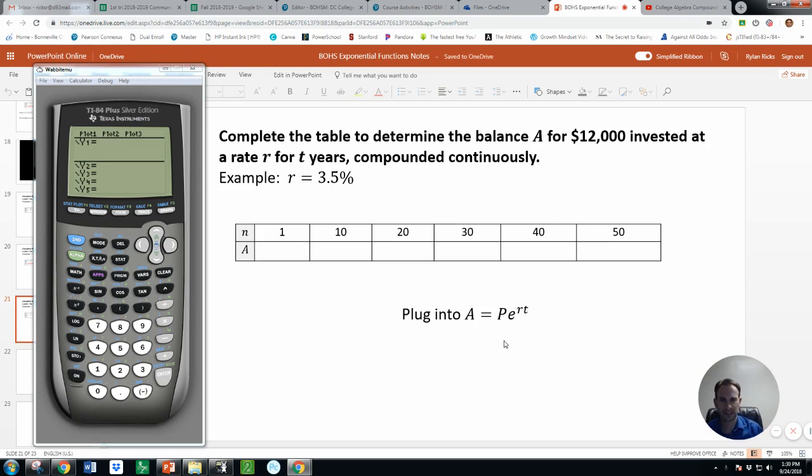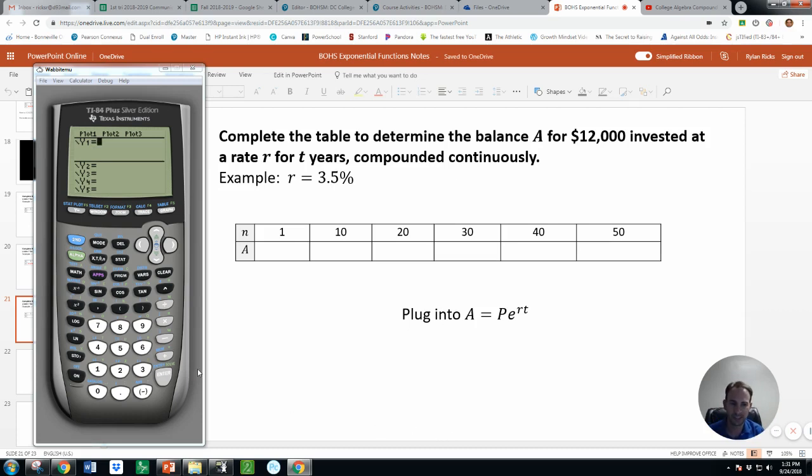So let's look at this example. We've got $12,000 we're investing at 3.5% interest. We want to know how much that investment is worth after 1 year, 10 years, 20 years, 30, 40, 50 years. So again, you could go plug those into this equation six different times, or you could do it kind of like we did in that last example. That's what I'm going to illustrate here.